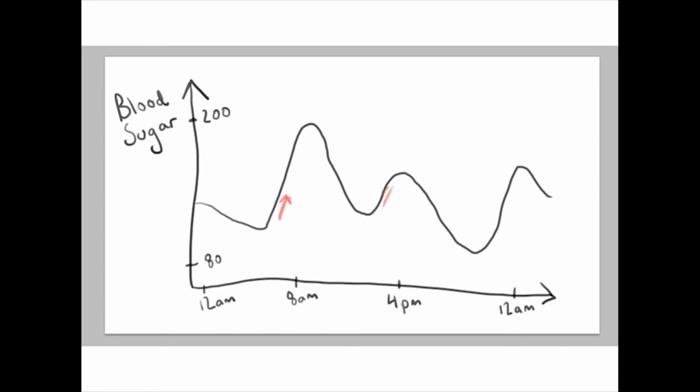Think about what happens when you wake up or eat a meal. It can also show when your blood sugar is too high and your blood vessels are being damaged, or when your blood sugar is too low, which is also dangerous.